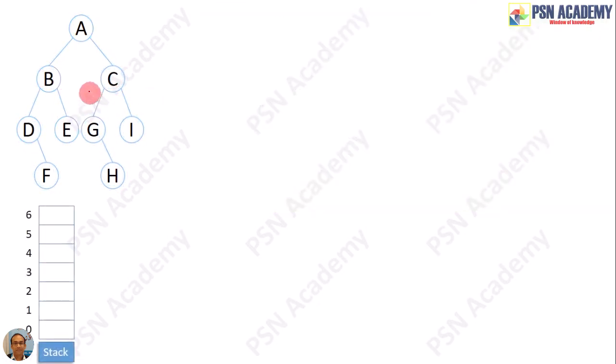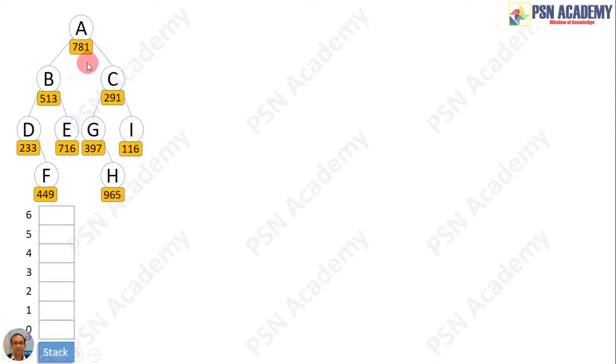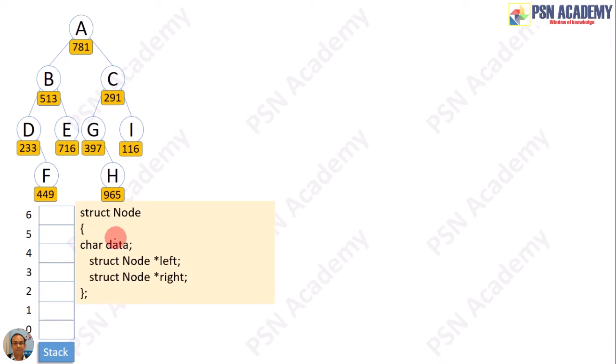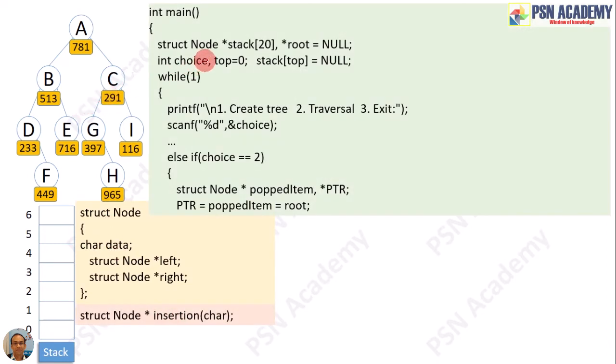Here is our tree, and here we have a stack. This stack will be utilized for storing the addresses of the right children of the nodes. These are the assumed addresses of the nodes. Here, the addresses have been given in integer form. Actually, in a computer, it will be in binary form, rather hexa form. This is your structure, and this is your insertion function. Now we have our main here.